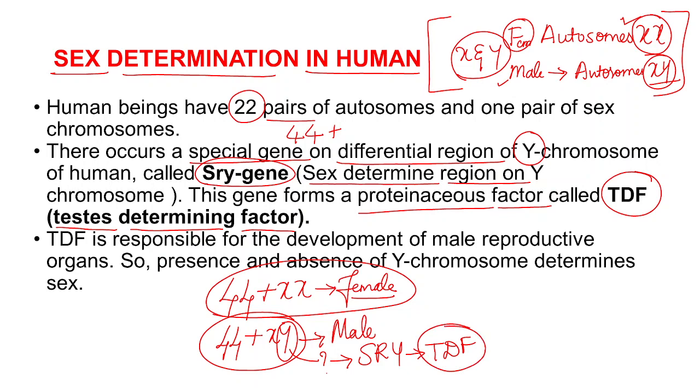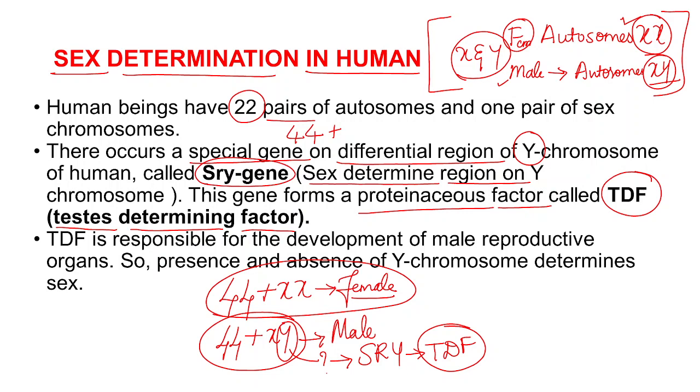By means of testis determining factor, the male reproductive organs are developed. Is that clear? By means of testis determining factor, what will be developed? Male reproductive organs can be developed. Due to this, the individual which have got 44 autosomes along with X and Y chromosome will develop into male individuals, and the individuals which have got 44 autosomes along with X and X sex chromosomes, they will develop into female individuals.